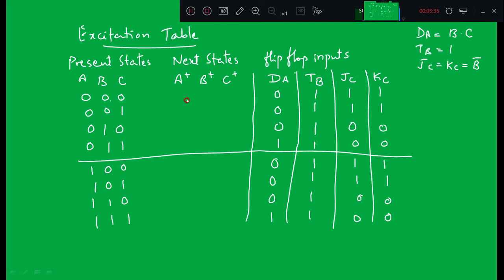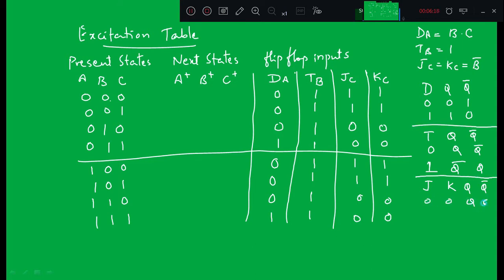Right? So now to fill out the next state columns, we require the truth tables of the 3 flip-flops. For the D flip-flop, the output follows the input. If D is 0, Q is 0 and Q bar is 1. If D is 1, Q is 1 and Q bar is 0. Next, the T flip-flop: when T is 0, it remains in its previous or present state. If T is 1, the next state is the toggled state. Next, for JK, I already wrote the truth table of JK.